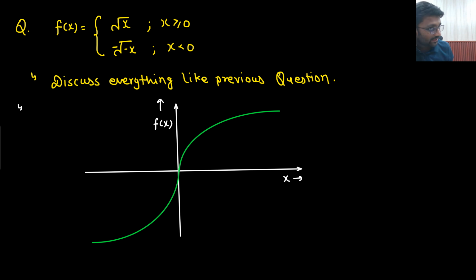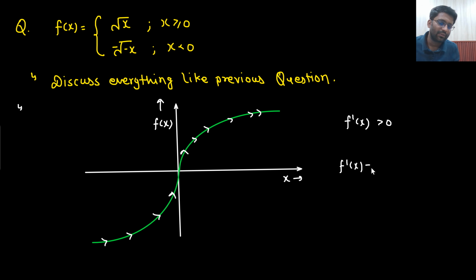Without even doing any calculation, comment on the nature of dy by dx. Graph is always increasing, no? Graph is always increasing. So dy by dx will always be positive only. It will be always positive. You can check. How you can check?